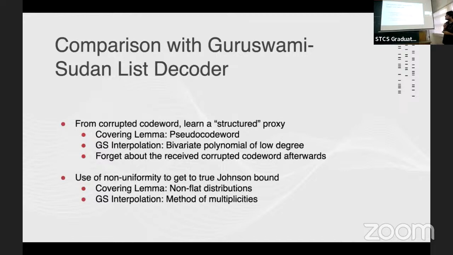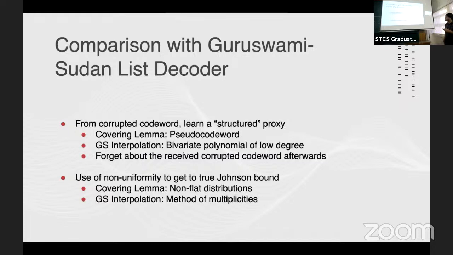So in both cases, we start with some received word and we learn a structured proxy for the received word. In the Guruswami-Sudan case, it's a bivariate interpolation. And here it's the covering lemma that we had. And then you forget about the received word and extract the list out of this structured proxy that we learned.